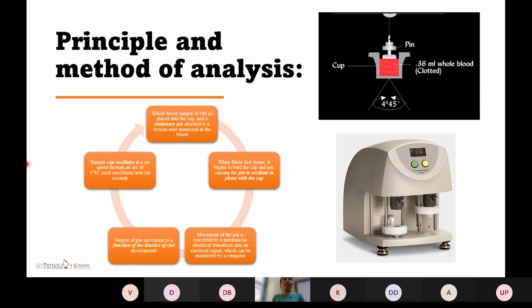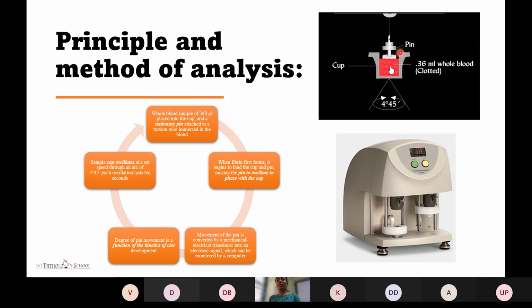Coming on to the method of analysis, here you can see that this is a thromboelastography machine, which comprises an oscillating cup along with a rotatory pin, which is suspended with the help of a torsion wire to the electrical mechanical transducer. Here in this oscillating cup, we have to place 0.36 ml of whole blood, which will eventually clot because of the oscillatory motion at an angle of 4 degrees 45 minutes.